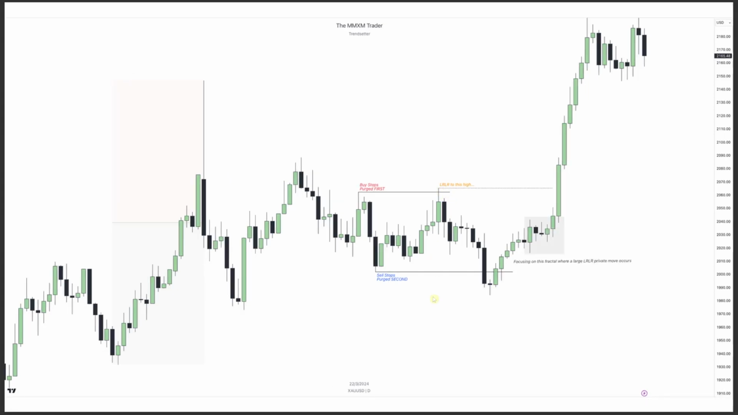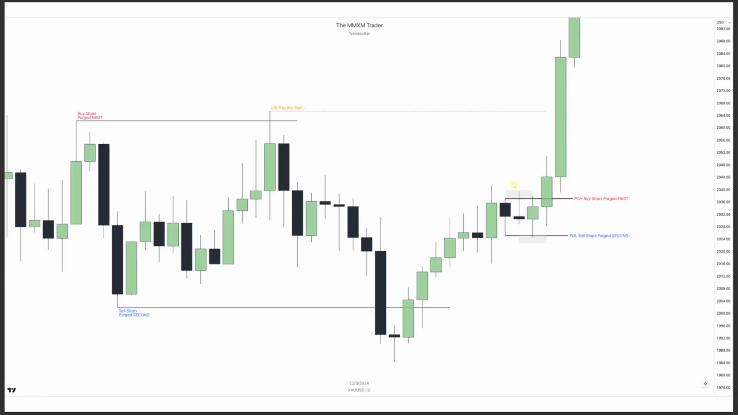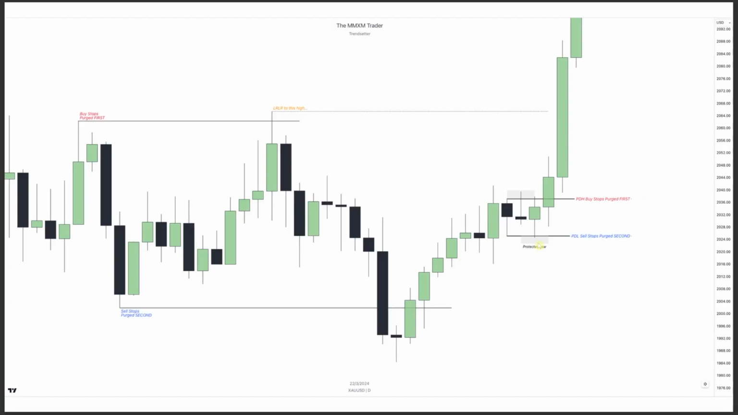Now, we're going to be focusing on this little fractal over here, where a large low resistance liquidity run occurs. And think about this high as a target in this whole range. Now we're going to zoom in on this piece of price action, which is a fractal range. So zooming in over here, we want to see those buy stops and sell stops taken out, the double purge. Now, why do we want to have that? We want to accumulate those buy stops above that old high and then pair them up with the sell stops below it, right?